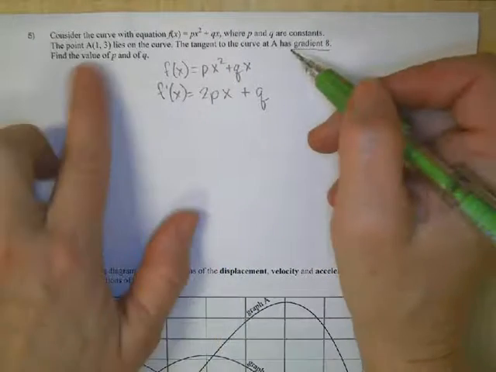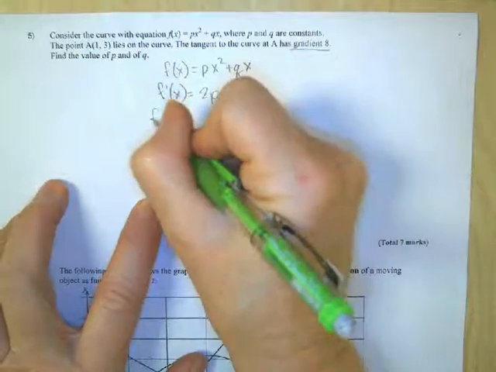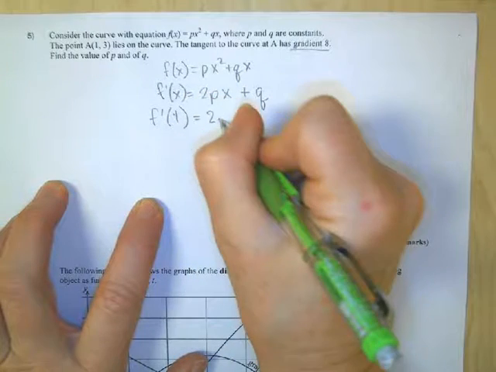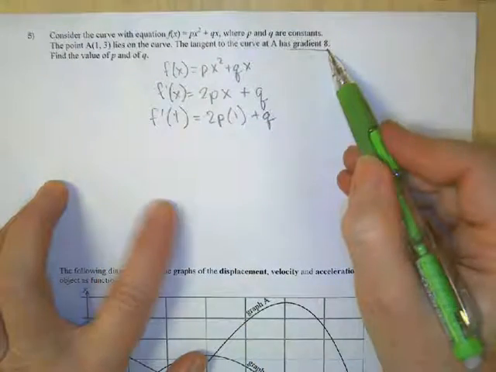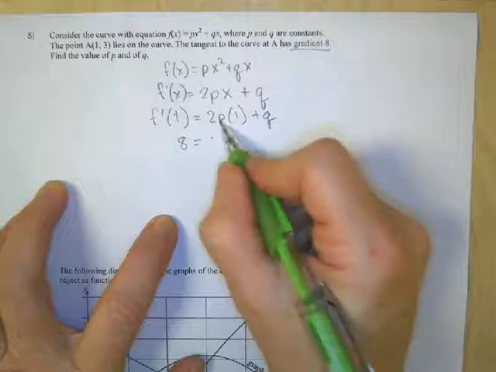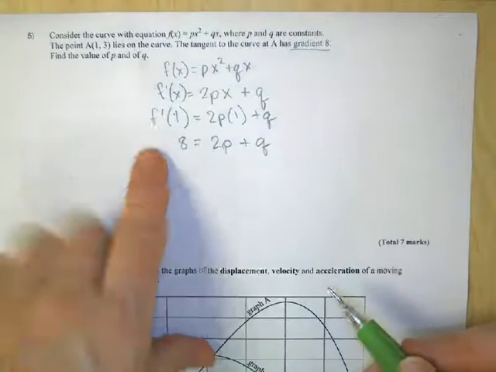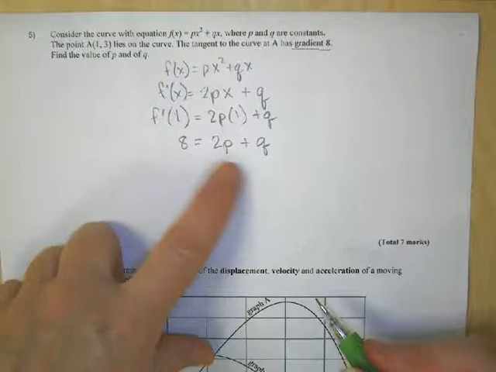Well, I know the point, and so I know that x is 1. So when I take the gradient function at x equals 1, I can change the x to 1, and I know what that needs to equal. It needs to equal 8. So 8 is equal to 2 times p times 1, so that's just 2p, plus q. Because I know what the gradient is, 8. So 2p plus q must equal 8.